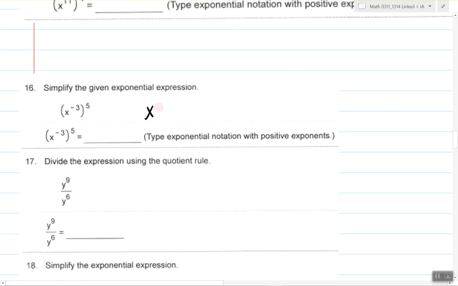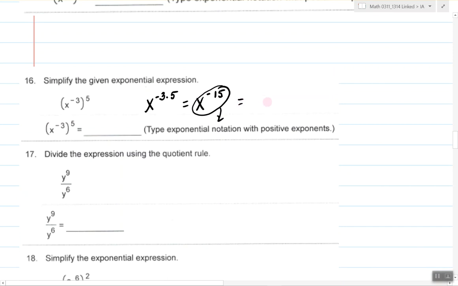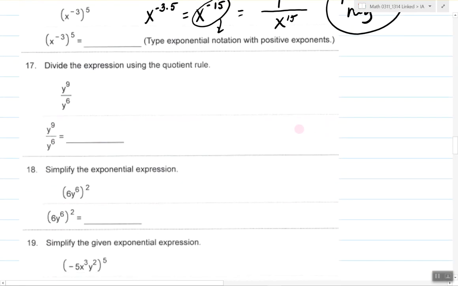That means it's going to be x to the negative 3 times 5, which is x to the negative 15. But I don't get to stop there because that's a negative exponent. It says move me. That base will move to the bottom with now a positive 15, leaving a 1 on top. So I used the power rule, and then I used the negative exponent rule. Number 17, quotient rule. This is going to give me y to the 9 minus 6, which is y to the 3rd. And that was only the quotient rule.